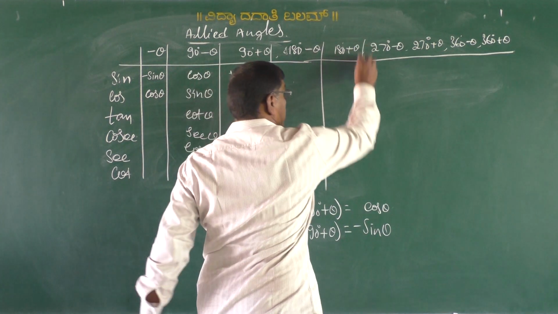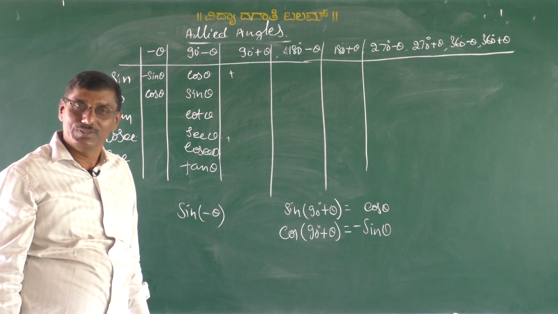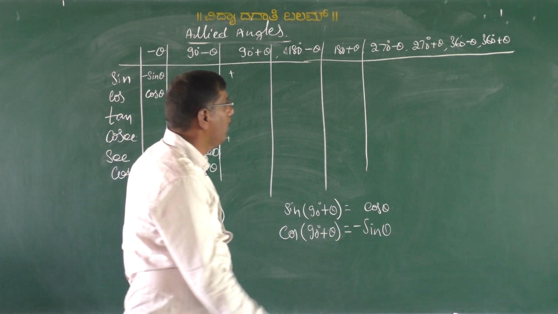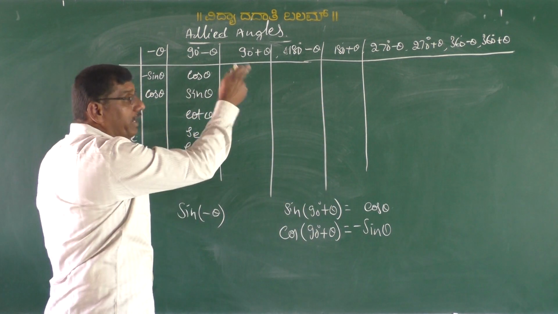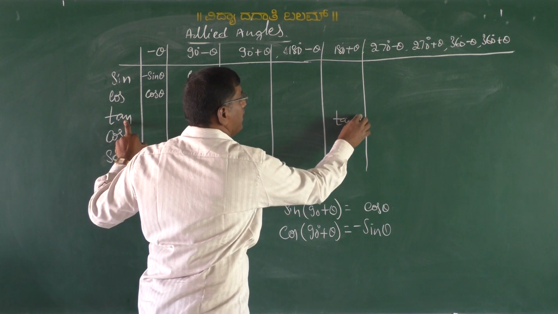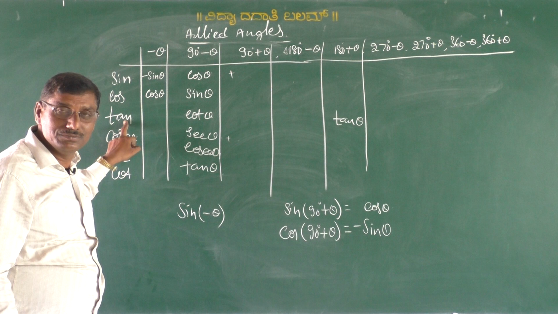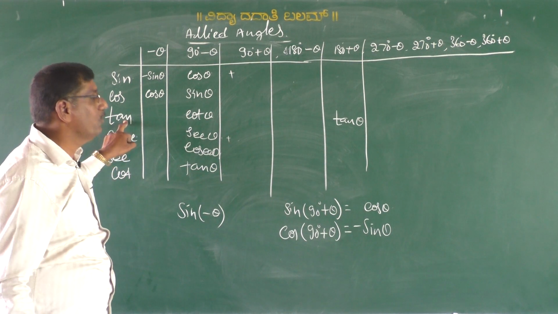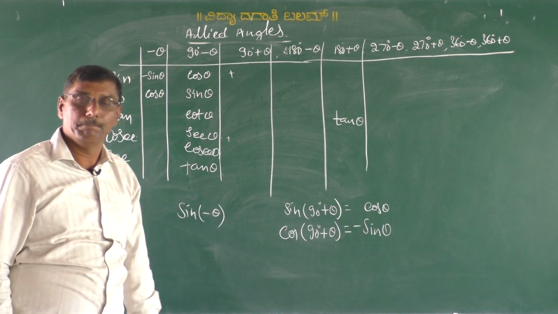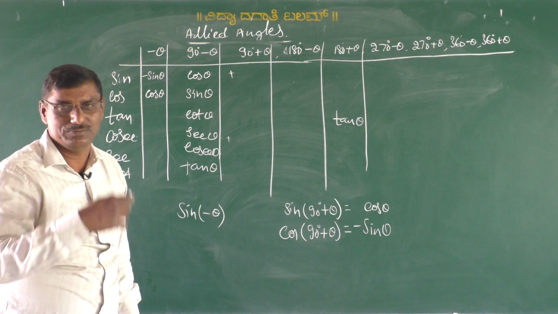Similarly for 180 plus theta. For example, tan of 180 plus theta: for 180 we keep the same ratio, so we write tan theta. What about the sign? 180 plus theta is in the third quadrant. In the third quadrant tan is positive, so we get directly tan theta. Tan of 180 plus theta is tan theta, because tan is positive in the third quadrant.